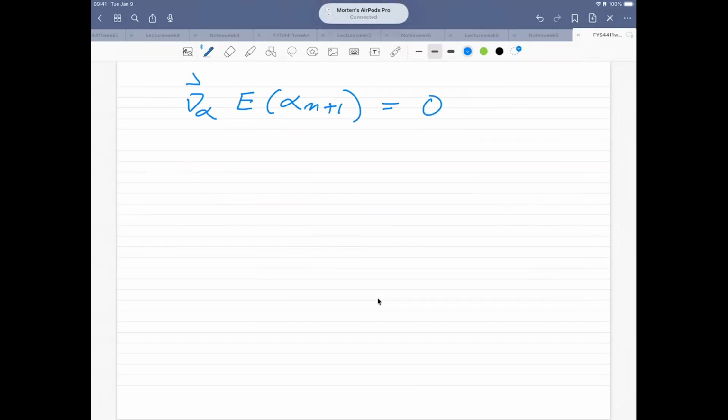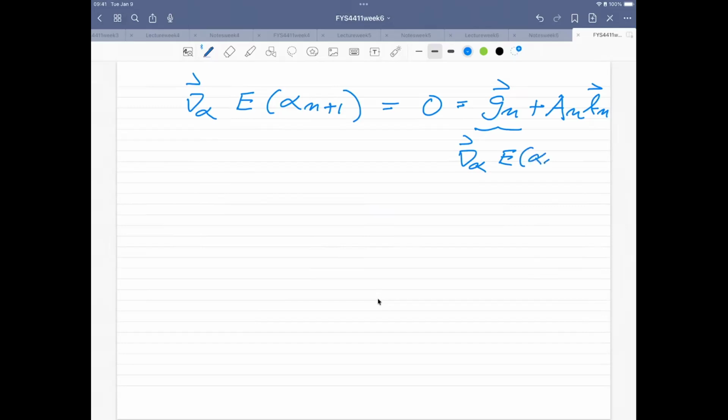And in our case, this is simply given by g of n, when we take the derivative, plus this matrix evaluated at n times this vector b of n. This is essentially what we want to have. In our case, this quantity here is just the gradient of E evaluated at alpha n, different values. And let me quickly remind you, this b of n vector is actually given by alpha n+1 minus alpha n.